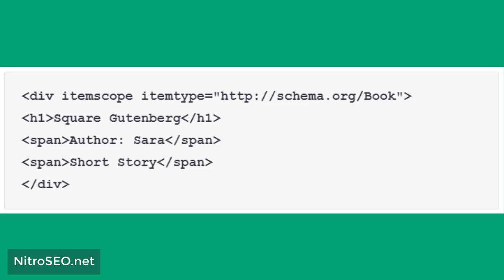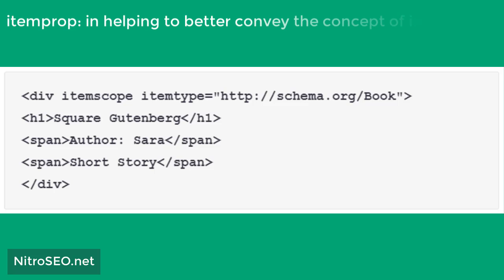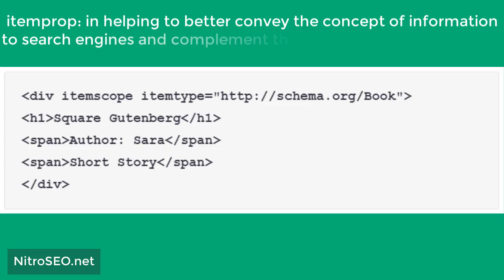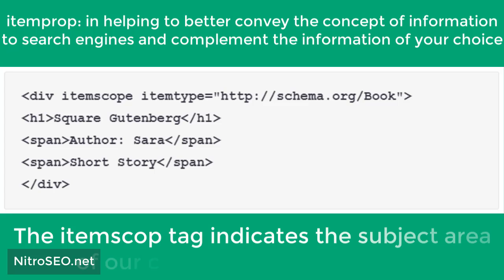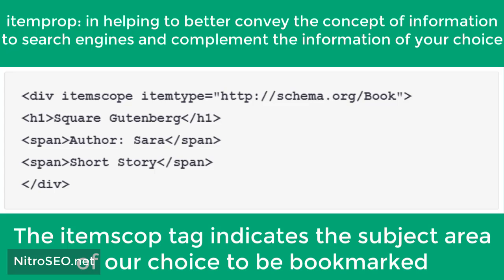As is clear from the name of each tag, item prop helps to better convey the concept of information to search engines and complement the information of your choice. For example, the important item props of a book in the genre are the author and the name of the book. Here the name of the film, its workers, and the genre of the film are listed in the code. The item scope tag indicates the subject area of our choice to be bookmarked.